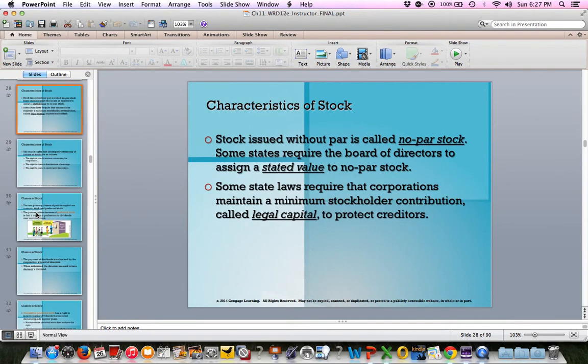Stock issued without a par is called no par stock. Some states require the board of directors to assign a stated value to no par stock. It just depends on what state you incorporate in. Some state laws require corporations to maintain a minimum stockholder contribution called legal capital.